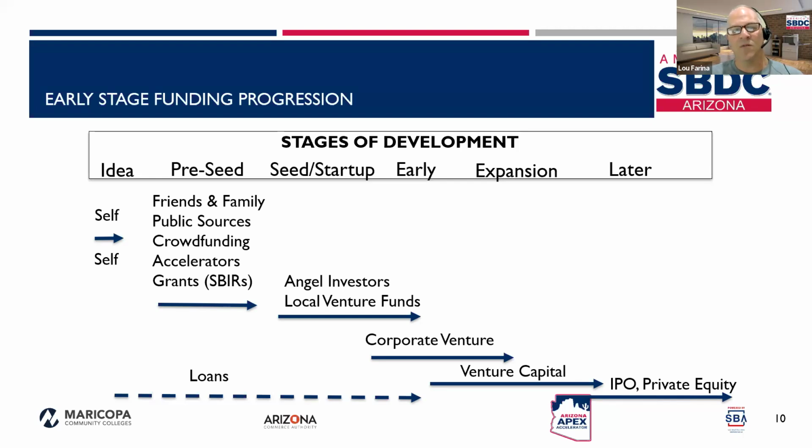And once you get going and you secure some funding from these other sources, then you can talk to typically an angel group or a local venture fund. Angel investors are high net worth individuals that will invest in early stage companies. Local venture funds are typically entrepreneurs who have exited and have started their own fund. So they'll invest with themselves or maybe a couple of partners. And then if you still need more funding, there's corporate venture, then there's venture capital. That's kind of later. And then there's IPO, private equity, and most of us never ever see that.